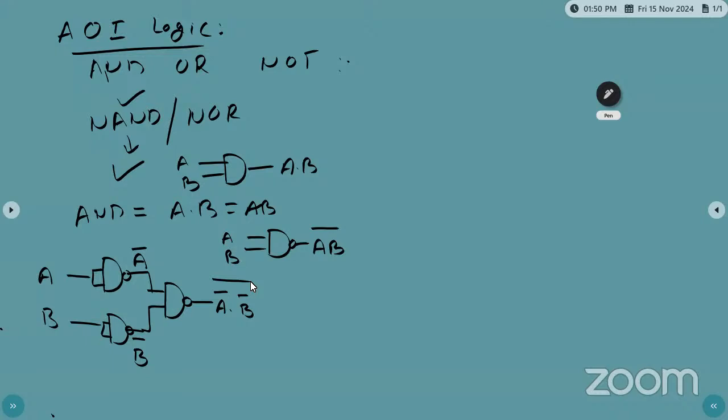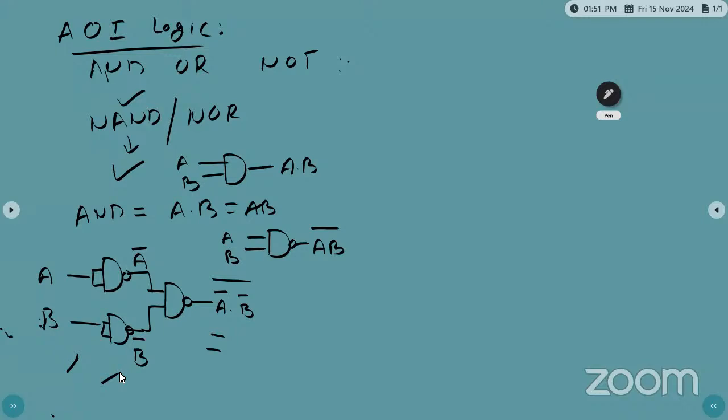Okay? Where did this come from? Here, input A, input B. Here input A bar, input B bar. So A bar, B bar, whole bar is here. That whole bar. Now how are we getting this A bar dot B bar, whole bar, to AB? We will understand after studying the Boolean algebra properties and theorems and De Morgan theorems.